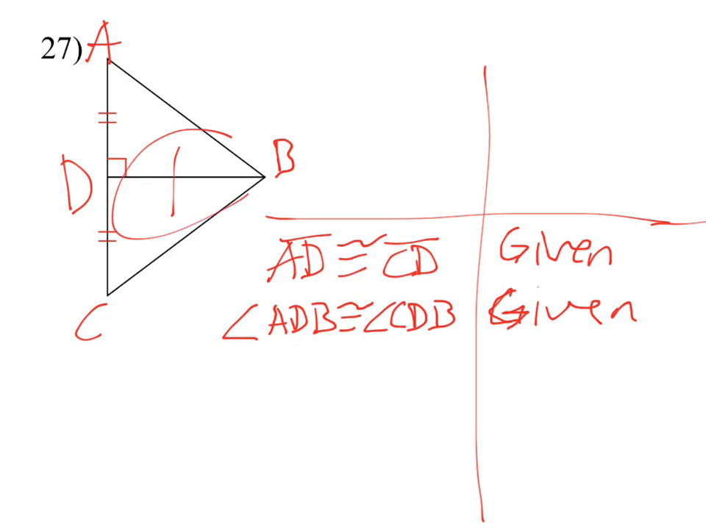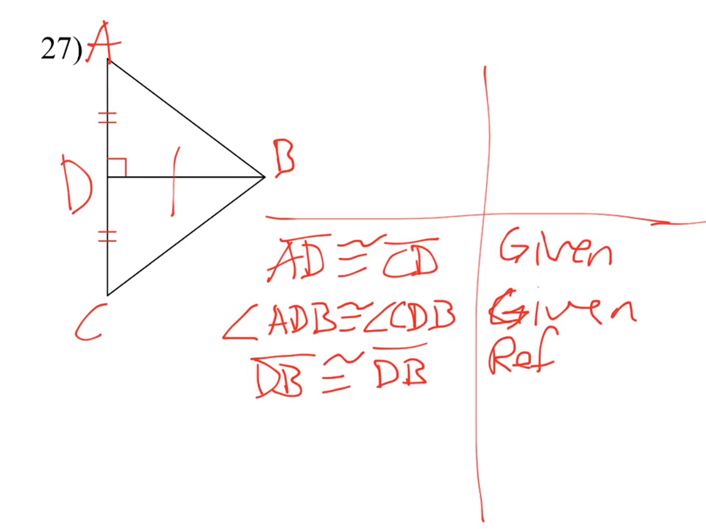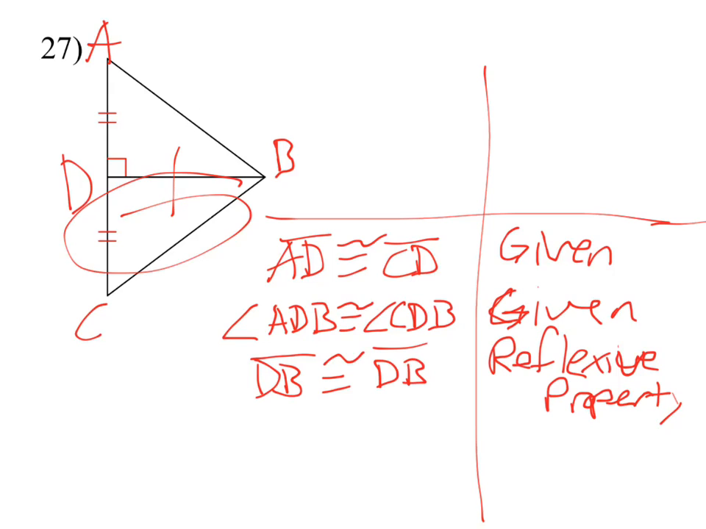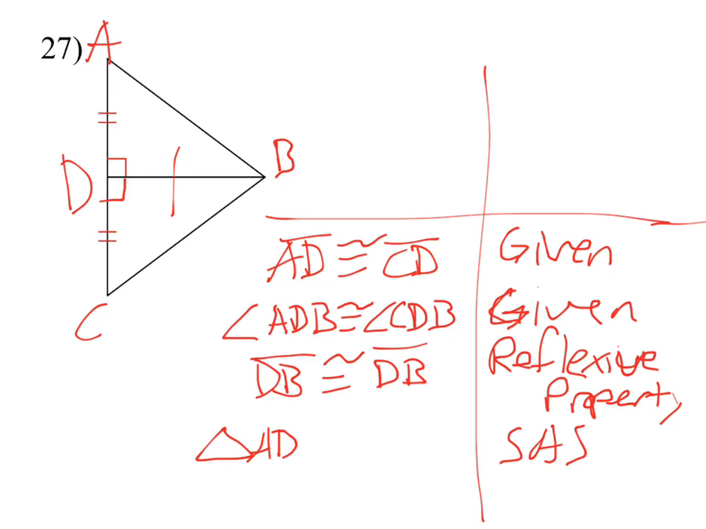And then I have this side here that I can add a congruence mark to, because DB is congruent to itself. So DB is congruent to itself, and that's by the reflexive property. And now, on the bottom triangle, I have side, angle, side. And on the top one, I have side, angle, side. I have the angle between those two sides. And so I have two congruent triangles. ADB congruent to triangle CDB.